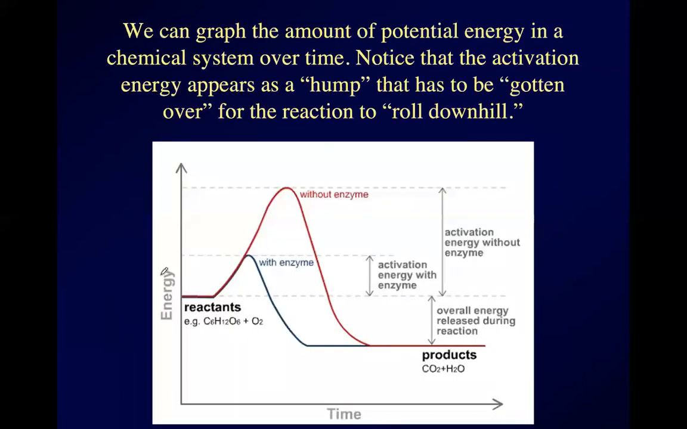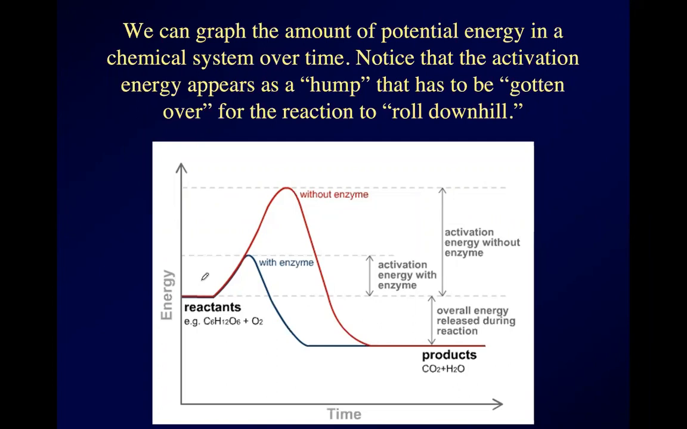So we can graph the amount of energy that's available in a chemical system over time. Think about burning gasoline. Once you start it, it's going to keep going. But it doesn't start spontaneously. What you have to do is add a little boost of energy. In your car's engine, this is provided by the spark plugs. You have to provide a little kick in order to get it started.